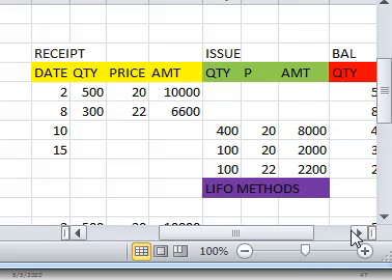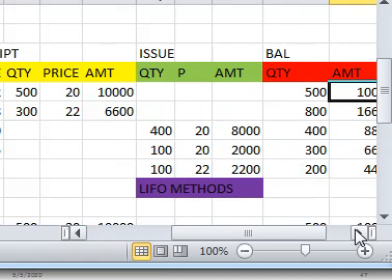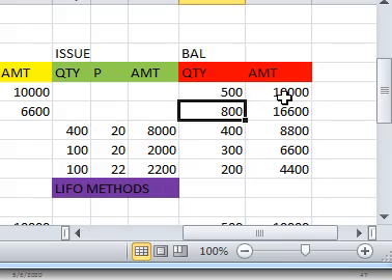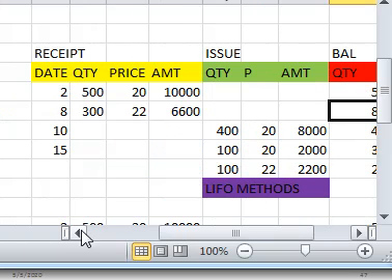Now, at the end of day 8, there was no issue. So we had 500 plus 300, you get 800. Then 10,000 plus 600, you get 16,600 as the value of closing stock.